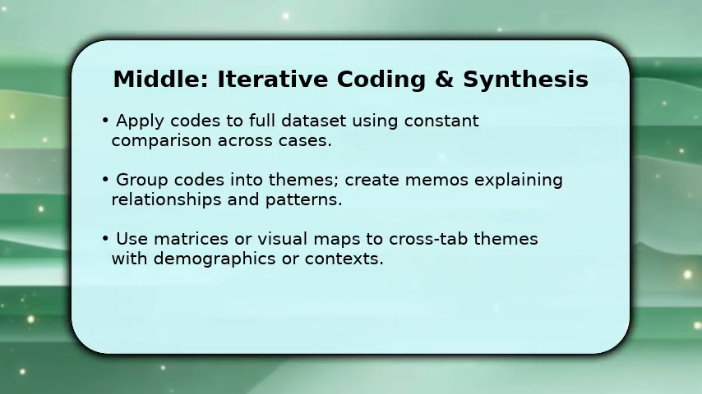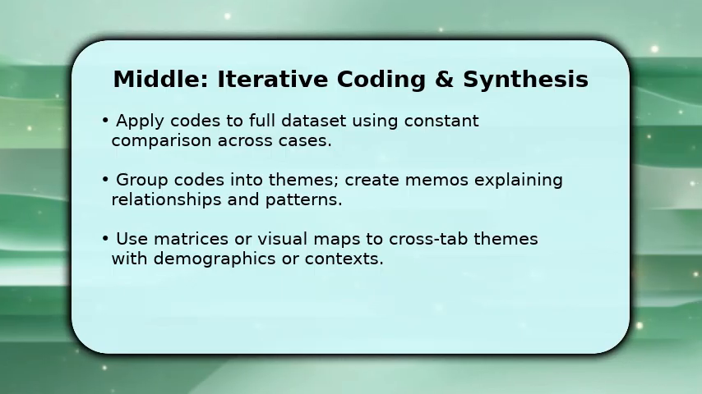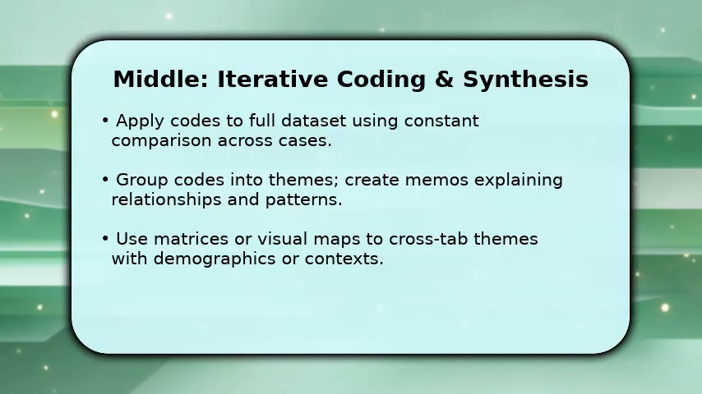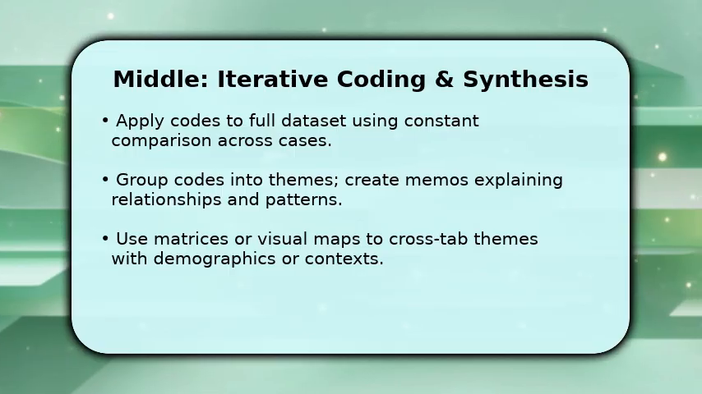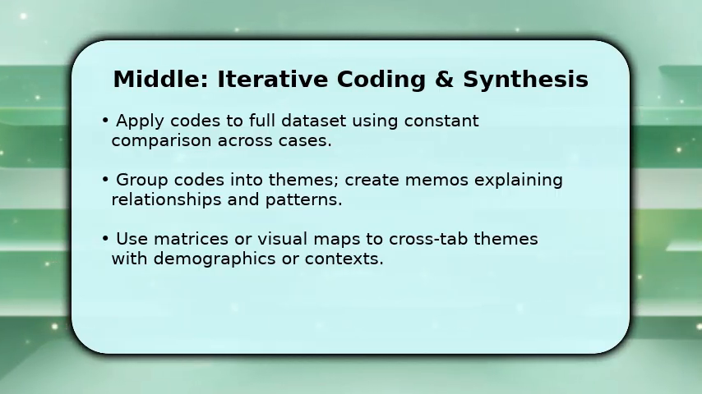Once patterns emerge, group related codes into candidate themes and write memos that explain how themes link to your research questions. Make sure to use matrices or concept maps to visualize theme co-occurrence and context differences. This clarifies how widespread a theme is and supports stronger analytic claims in your paper.